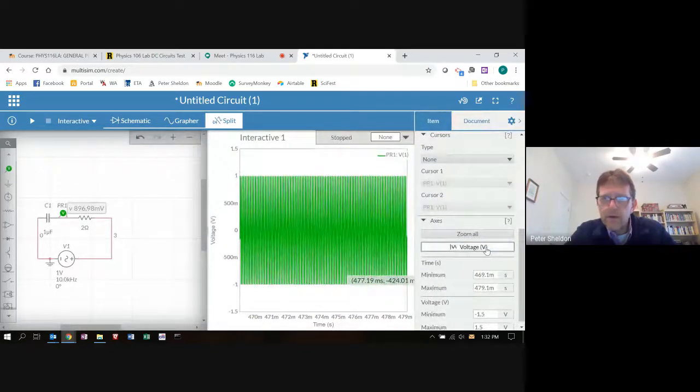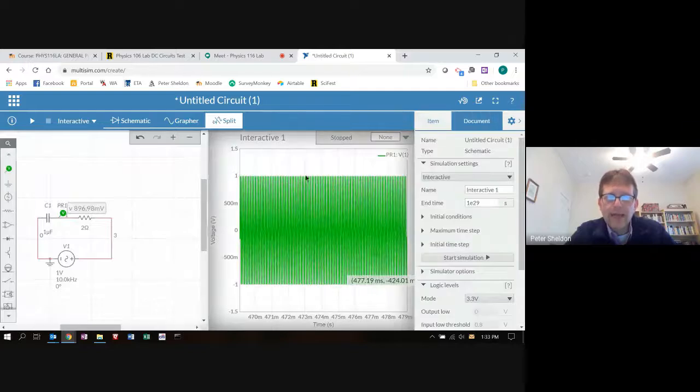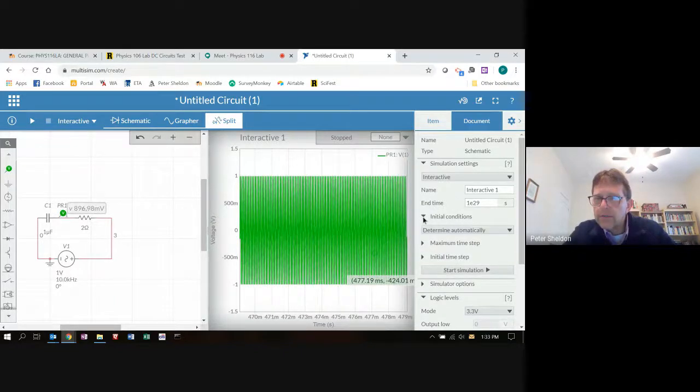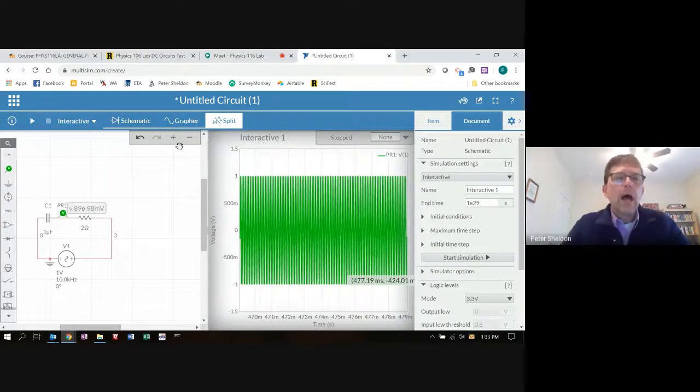Let's go ahead and, yeah. Okay. Oh, look, it's back to 1 volt in amplitude. So now it can keep up at 10 kilohertz. Initial conditions. Maximum time. Oh, well. Okay.